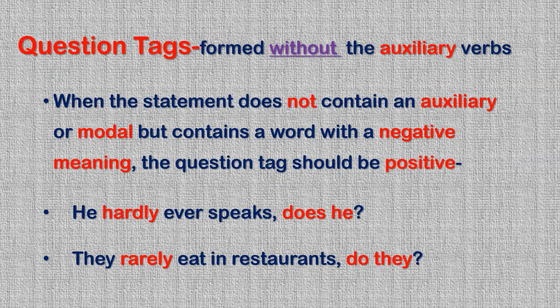Some sentences do not contain an auxiliary verb or modal, but they contain a word with a negative meaning. The words with negative meaning are like hardly or rarely. So in that case, the question tag should be positive. For example, he hardly ever speaks, does he? They rarely eat in restaurants, do they?